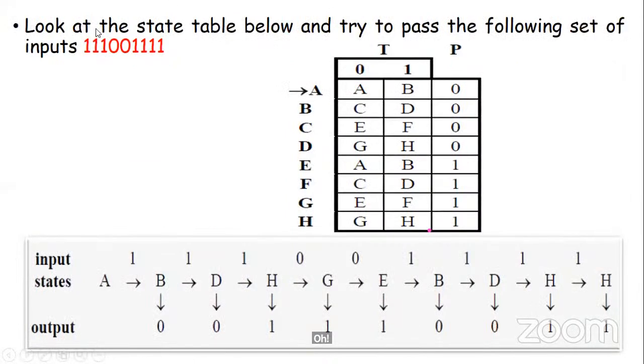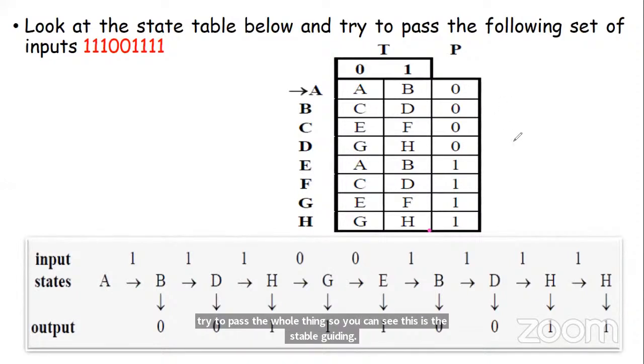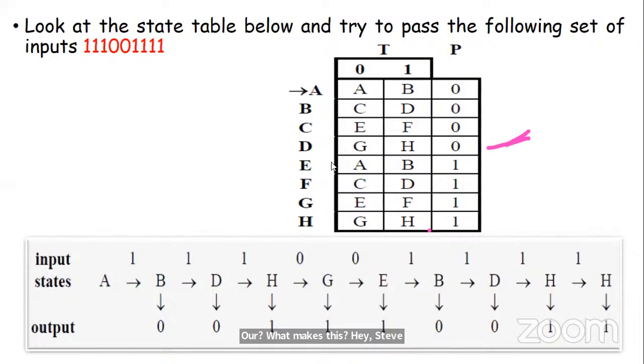So look at the state table below and try to pass the following input. You can see this is the state table guiding our movement, or our transition, kind of, right? And this is a set of input one test. This is the table. So what it is saying is that once you are at state A, print 0.